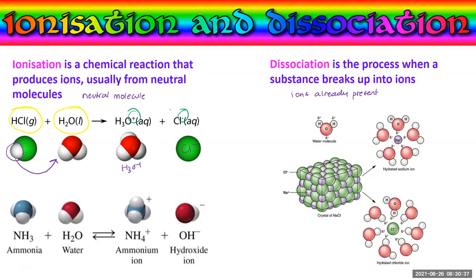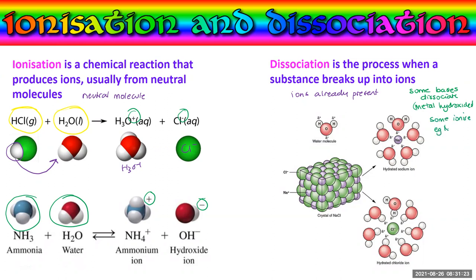Another example is ammonia reacting with water. These are the two examples we looked at earlier. You can see we've started here neutral, no charge, neutral, no charge. And the products have charges, so we've created ions. Dissociation is simply the process where an ionic substance breaks up into its ions. Now, some bases dissociate, but some ionize. Particularly the metal hydroxides are pretty good at dissociating. But some ionize. We saw the example previously of ammonia ionizing in water. But you can definitely say all acids ionize in water. So they all have neutral molecules reacting to form ions, whereas some bases dissociate, but some ionize. Let's get those definitions straight.